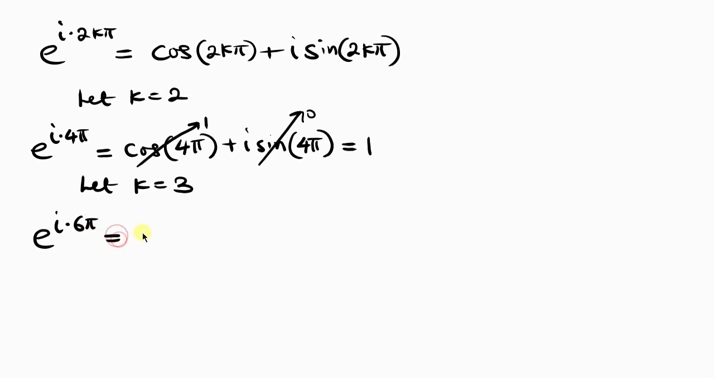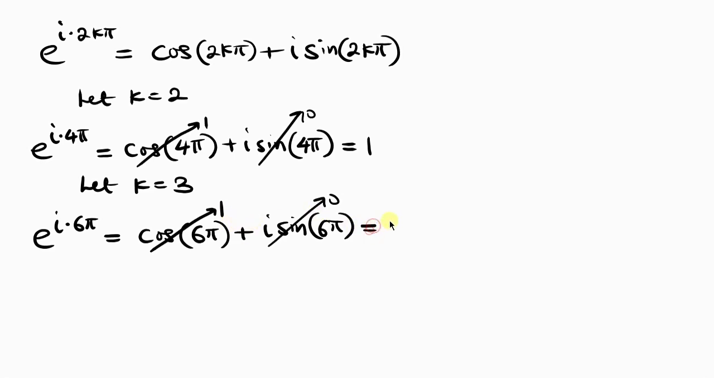So this is equal to cos 6 pi, because 2 times 3 times pi is 6 pi, plus i sine 6 pi. Now, notice that cos 6 pi is actually 1 and sine 6 pi is 0. And when you multiply 0 by i, we also have 0. So 1 plus 0 is 1. So we also have the same thing when k is 1, k is 2, and k is equal to 3.